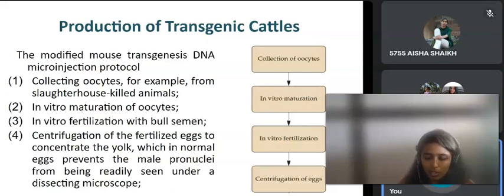Okay. Now since the eggs have been collected, they have to be nurtured. So we will nurture them using some media in the laboratory. That is called in vitro maturation of oocytes. Oocyte is an egg. Then the next step is we will fertilize the egg. That is also in the laboratory in the test tube. So in vitro fertilization using bull semen, because it's a cow's egg. So we will use semen from a bull.